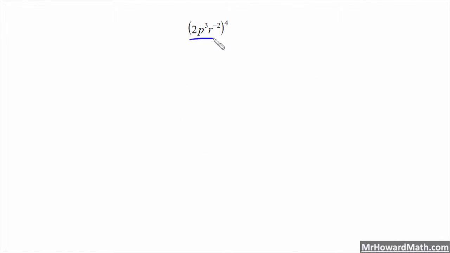Alright, in this example, we're raising this quantity to the 4th power. We're using our outside to inside rule, the power of a power rule, and we multiply the exponents outside to inside. So there's an implied 1 with that too, so it gets multiplied by that 4, and that gives us an exponent of 4, so 2 to the 4th. Here, this p cubed, we raise its exponent to the 4th power, and we multiply those two. 3 times 4 is 12, so p to the 12th. And r, we have a negative 2 times 4, so that's negative 8. So we have 2 to the 4th, p to the 12th, r to the negative 8.